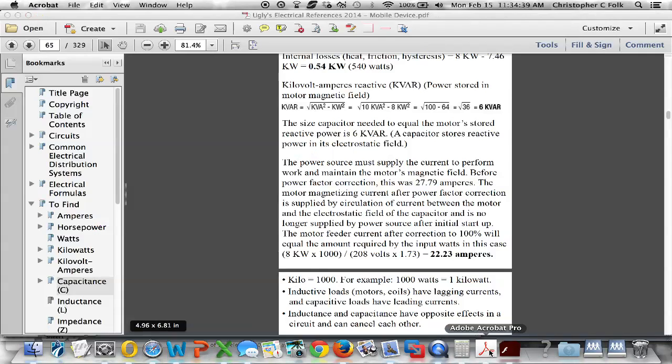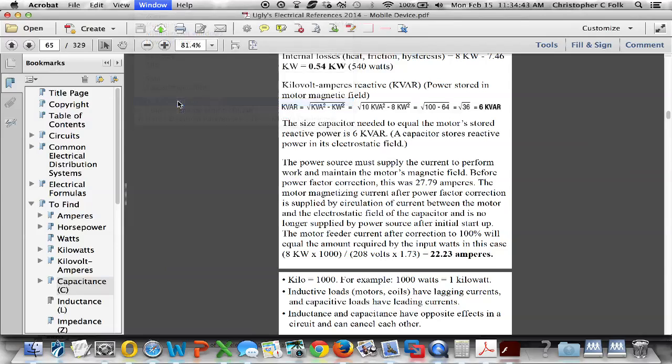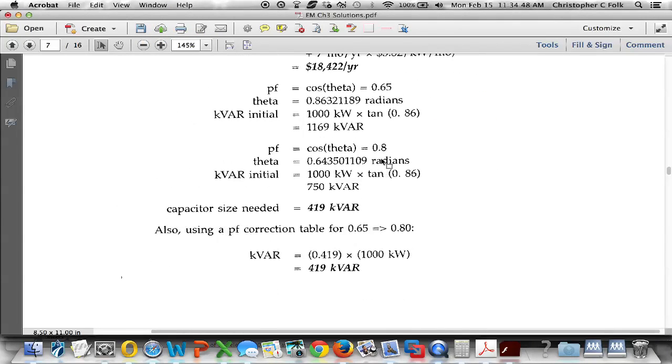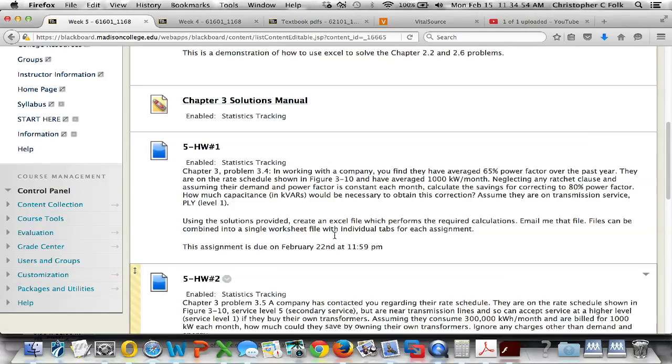Let's go back then and look at the solutions guide, and sure enough, it shows us the same things. All right. The next problem is 3.5. 3.5 right here.